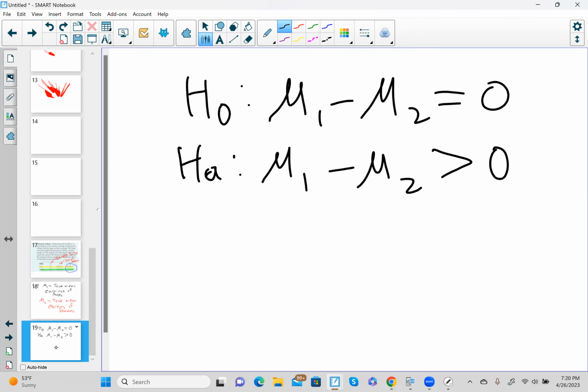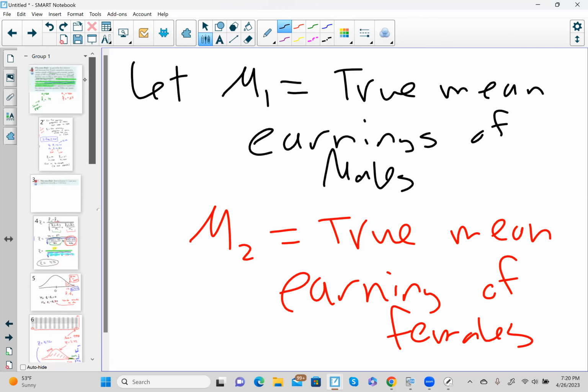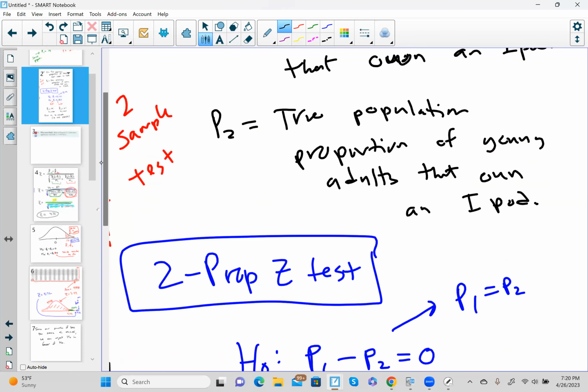Okay, so these are our hypotheses, and it starts off just like the other problem. If you think about the other question, we started off by comparing two proportions. And when we did that, if you look at how it was set up, it's kind of the same thing.